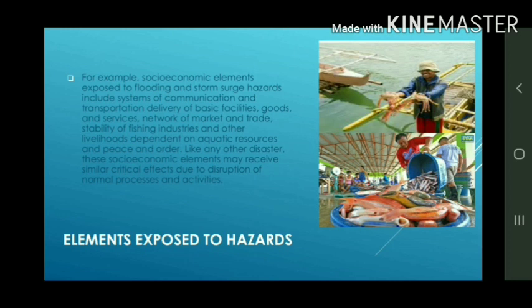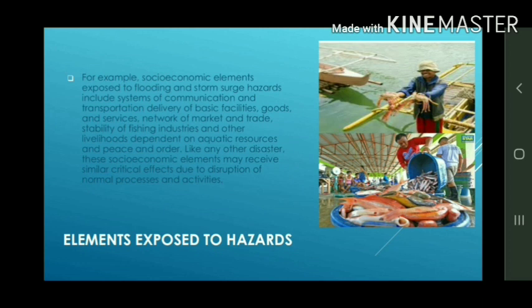For example, socio-economic elements exposed to flooding and storm surge hazards include systems of communication and transportation, delivery of basic facilities, goods and services, network of market and trade, stability of fishing industries, and other livelihoods dependent on aquatic resources, and peace and order. Like any other disaster, these socio-economic elements may receive similar critical effects due to disruption of normal processes and activities.